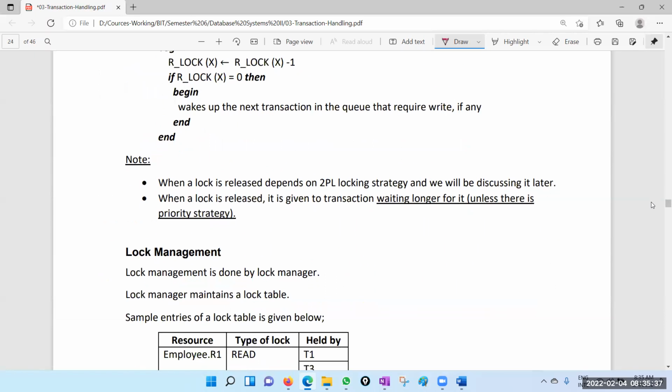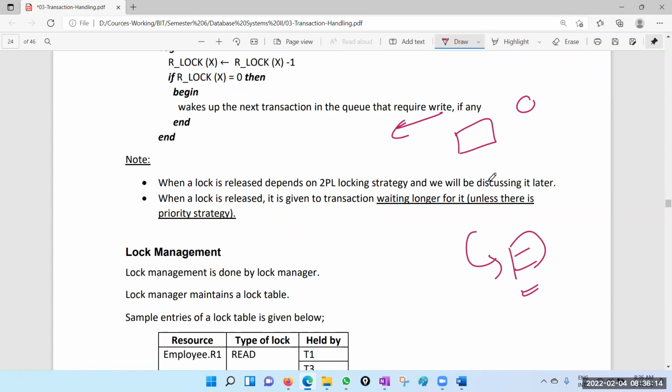Then when you release your read lock also, maybe some transactions are waiting for the write lock, because no one is waiting for the read lock while you are having the read lock. Then those who are waiting for the write lock or exclusive lock may be notified, but again it will be notified only if the lock count is 0. Just because one transaction released the shared lock or the read lock, it doesn't mean that those who are waiting for the exclusive lock will be notified. They will be notified only if the lock count is 0.